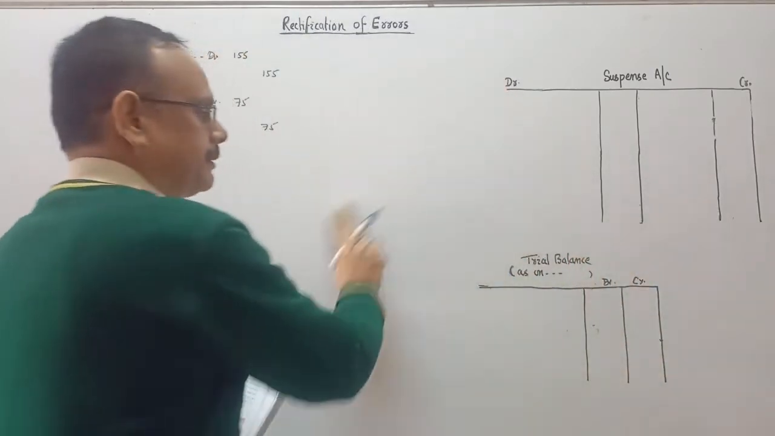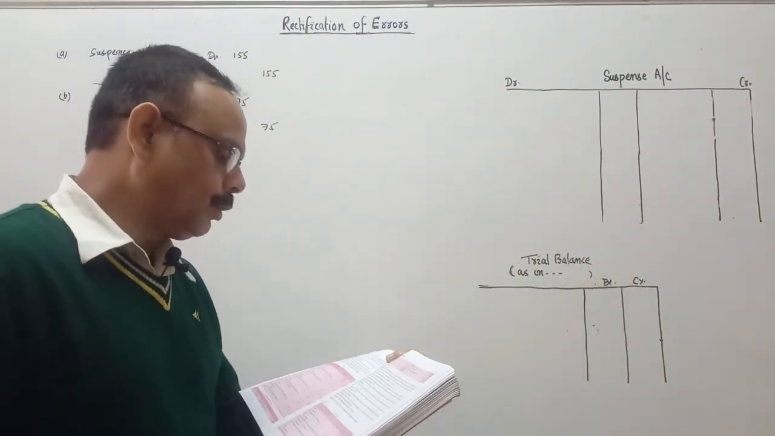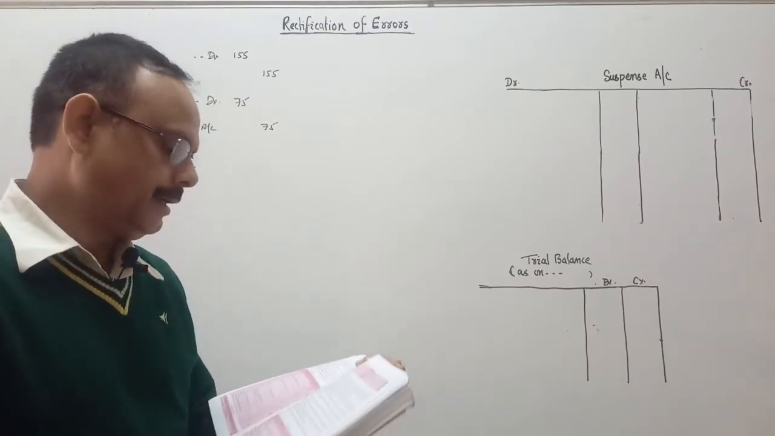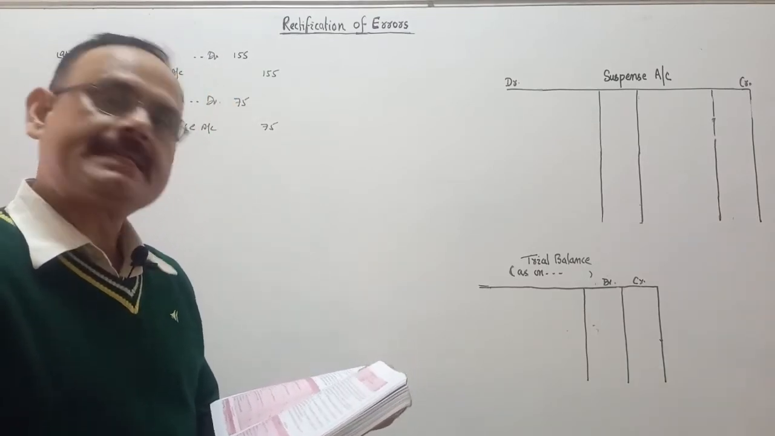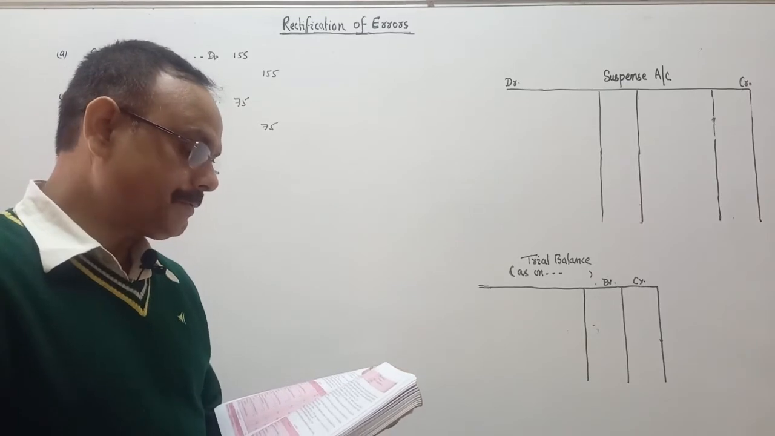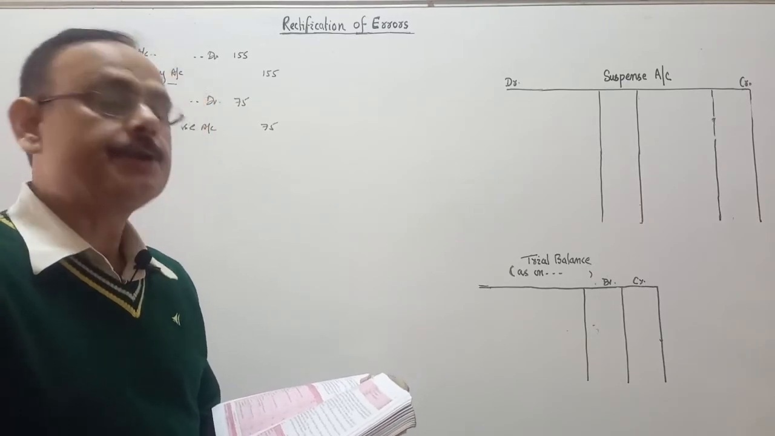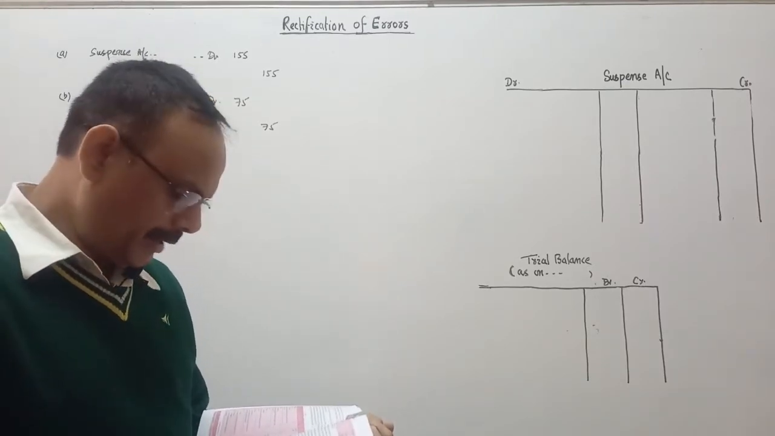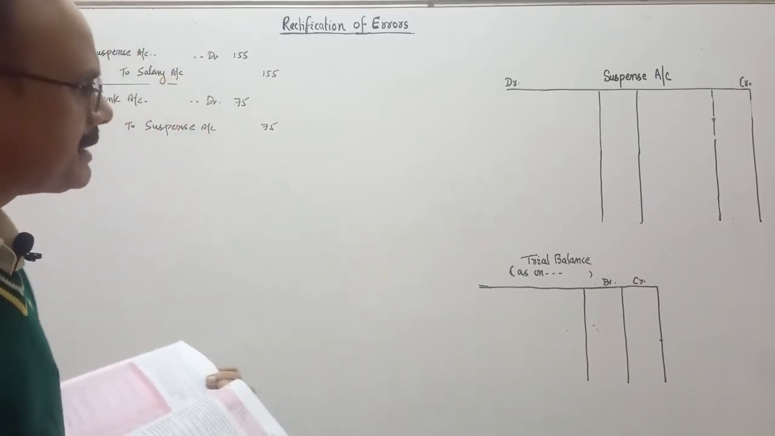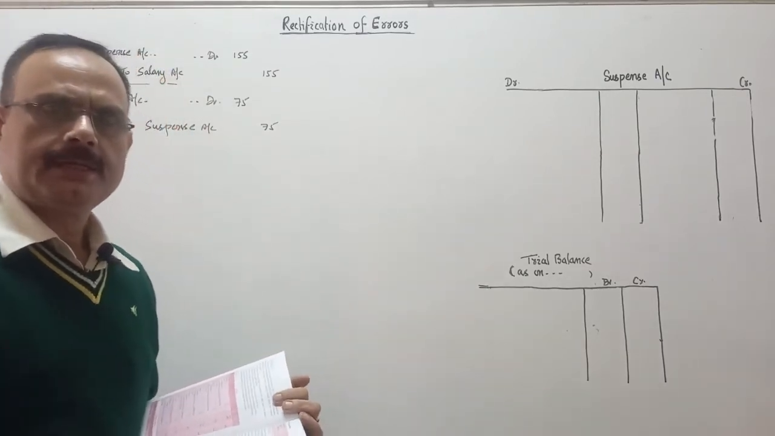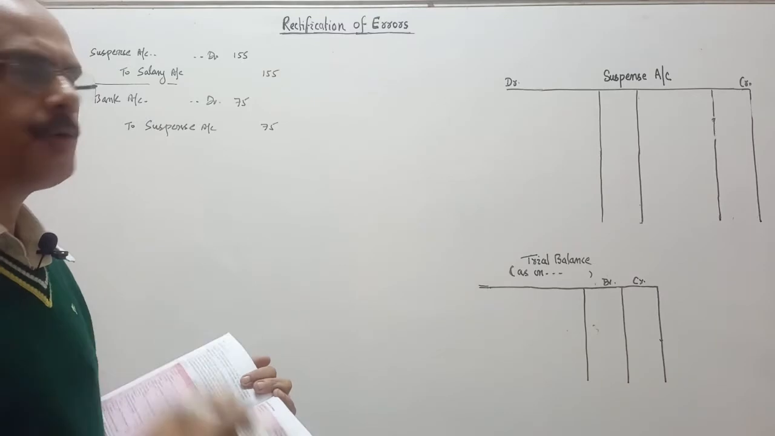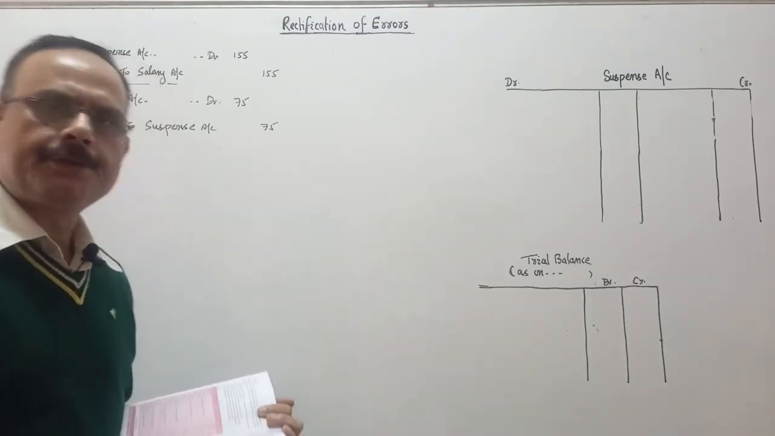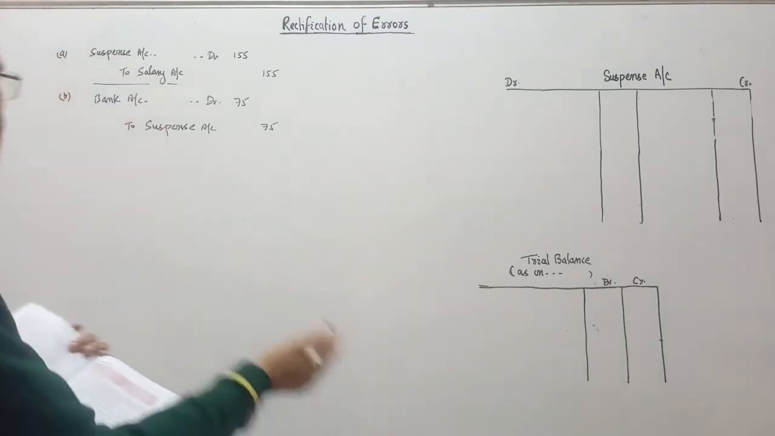Coming to the next error. The next error is: goods worth rupees 700 were distributed as free samples, but this fact has not been taken into the books. So you have to record it. If goods are given as a free sample, it's a complete omission. This is the error of complete omission. When there is an error of complete omission, you record the transaction.